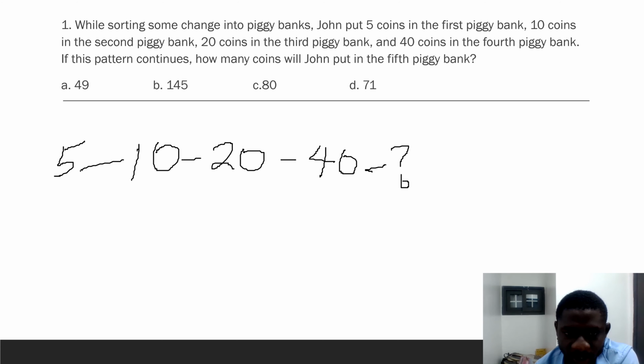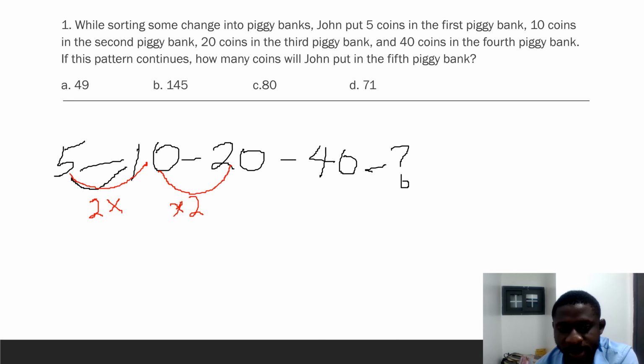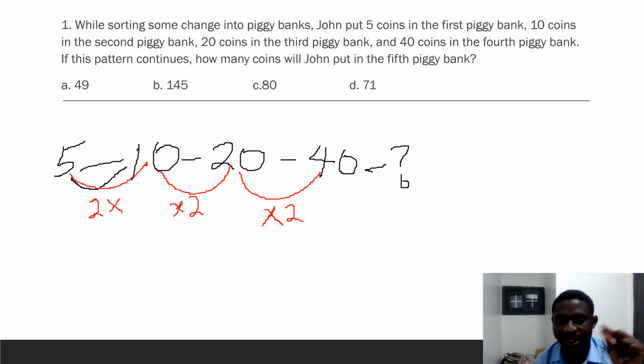Now, from 5 to 10, we realize it was what? Times 2. So, 5 times 2 would give us 10. Now, between 10 and 20, it was equally times 2. Now, from 20 to 40, you can also see it was what? Times 2. Now, with this, we are able to establish the fact that whenever we are moving from one number to the other, we simply multiply the previous number by 2.